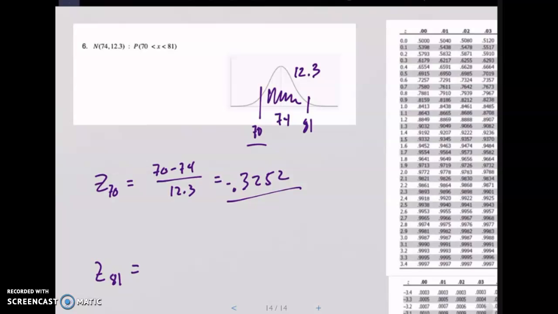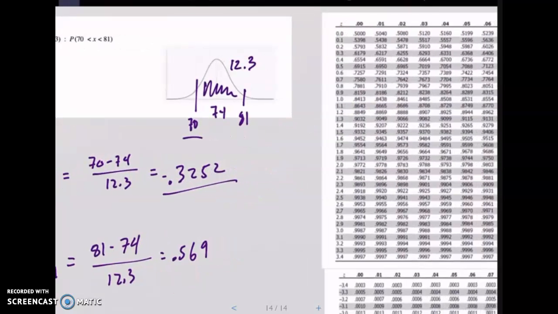And then let's find the z-score for 81. So we do 81 minus 74 divided by 12.3. That's going to be, did it wrong, 81 minus 74, enter, divided by 12.3, enter, 0.56. Beautiful. So now let's find the probability that z is less than negative 0.325. And let's find the probability that z is less than 0.569. And then remember, we're going to take those probabilities and subtract them.